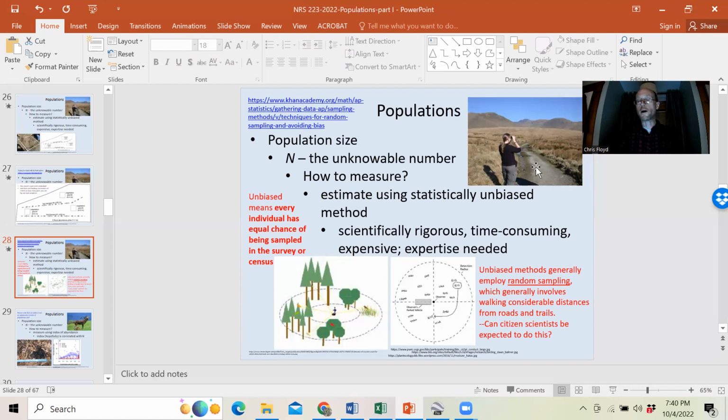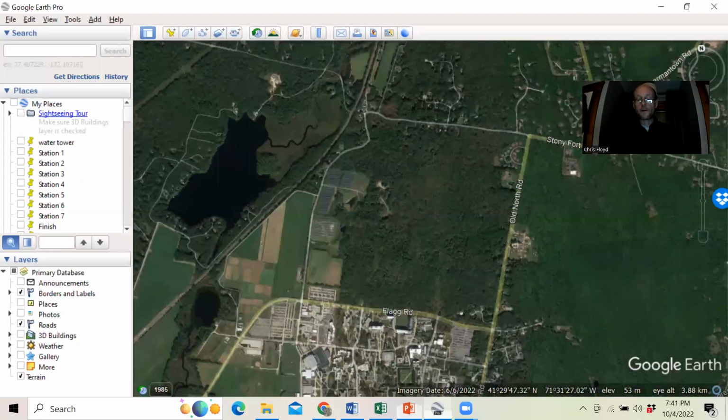That right there means you're biased. In other words, individuals that are further from the roads are less likely to be sampled. You violated this assumption over here to the left. So how do we get around that? Typically, random sampling. The problem with random sampling is this.